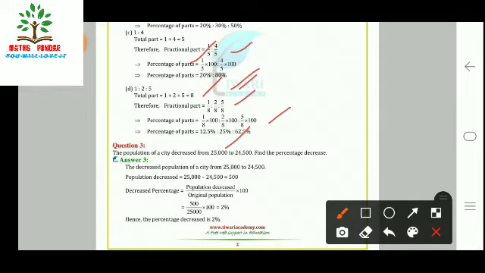Now in question number 3, the population of a city decreased from 25,000 to 24,500. Find the percentage decrease. So the population of the city decreased from 25,000 to 24,500, so we have a decrease of 500. Now we have to find the decrease percent.